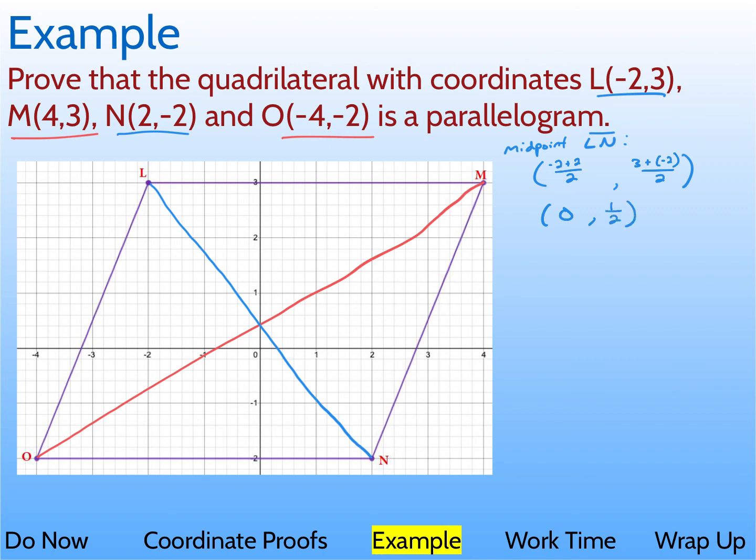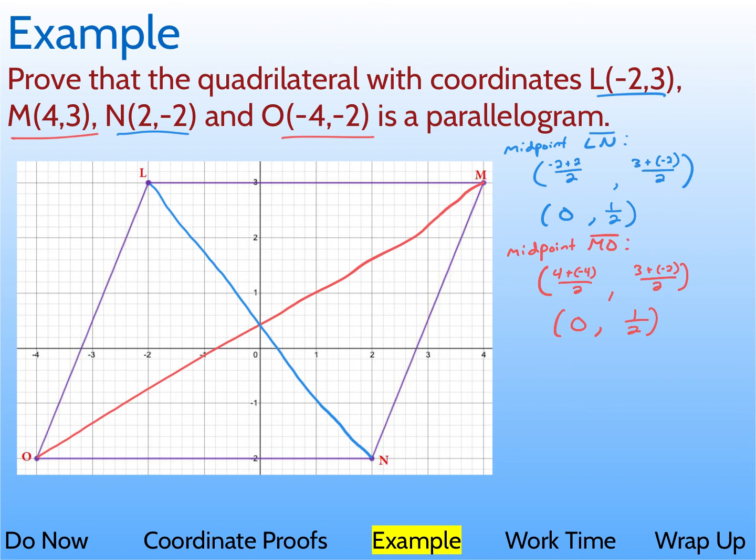Great. Now let's do the same thing for MO. So the same exact process, we average the x coordinates. We have 4 plus -4 divided by 2. Oh, look, that's 0. That's a good sign. And then we have, once again, 3 plus -2 divided by 2 is 1 over 2. And that is the same exact midpoint, exactly what we were looking for.